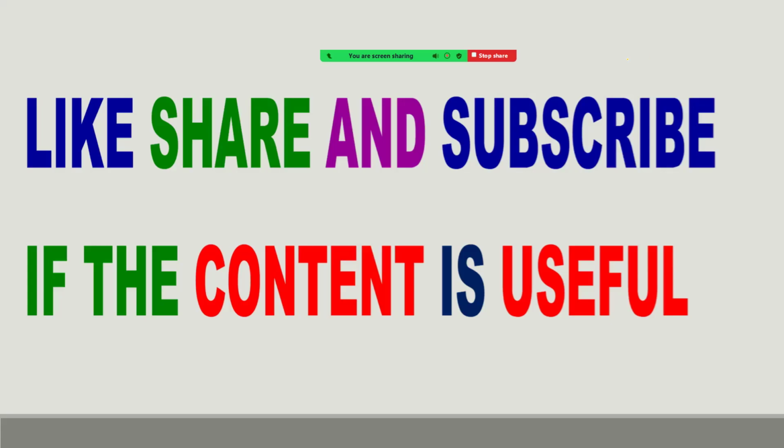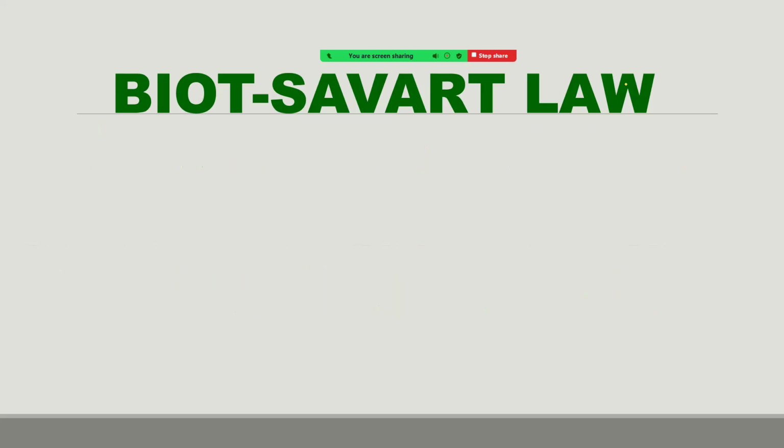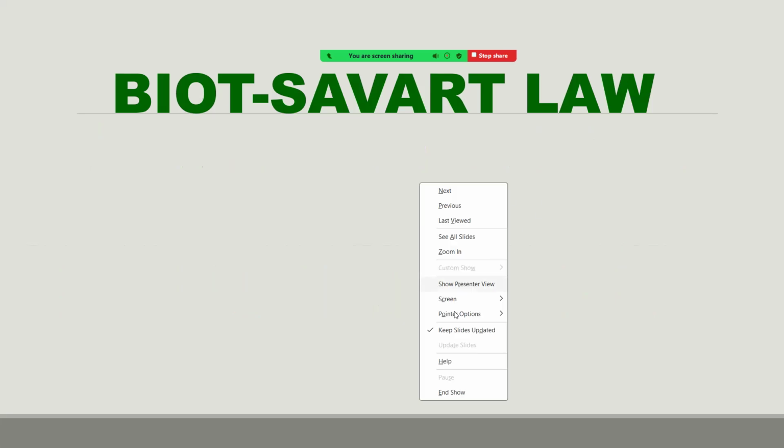Hi students. In this lecture, I am going to discuss Biot-Savart's law. Let us see what it is. It is observed that when we place a compass near a current carrying wire, it shows a deflection that indicates there is a presence of magnetic field near the current carrying wire. So now we want to get its magnitude and direction, and that is given by Biot-Savart's law.